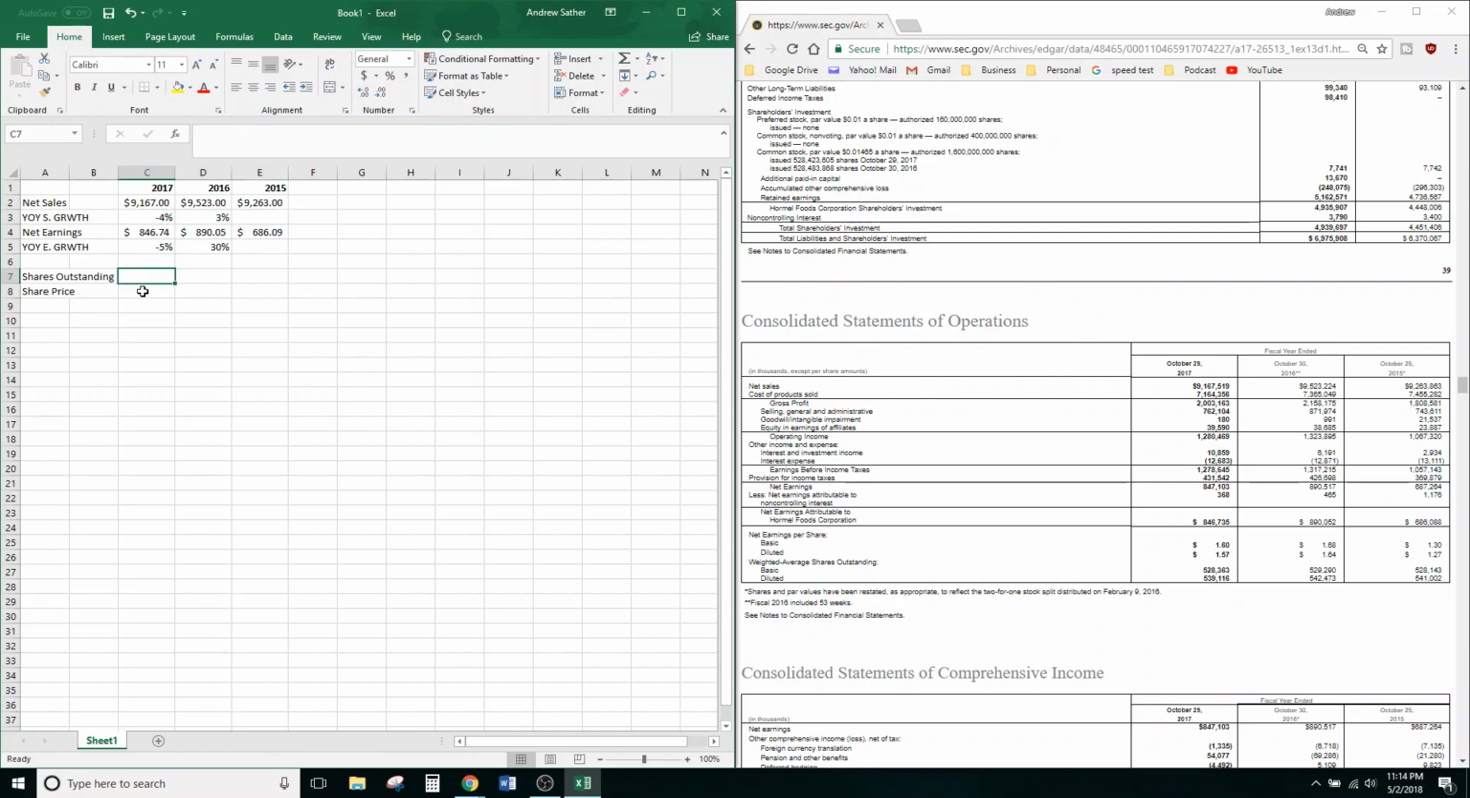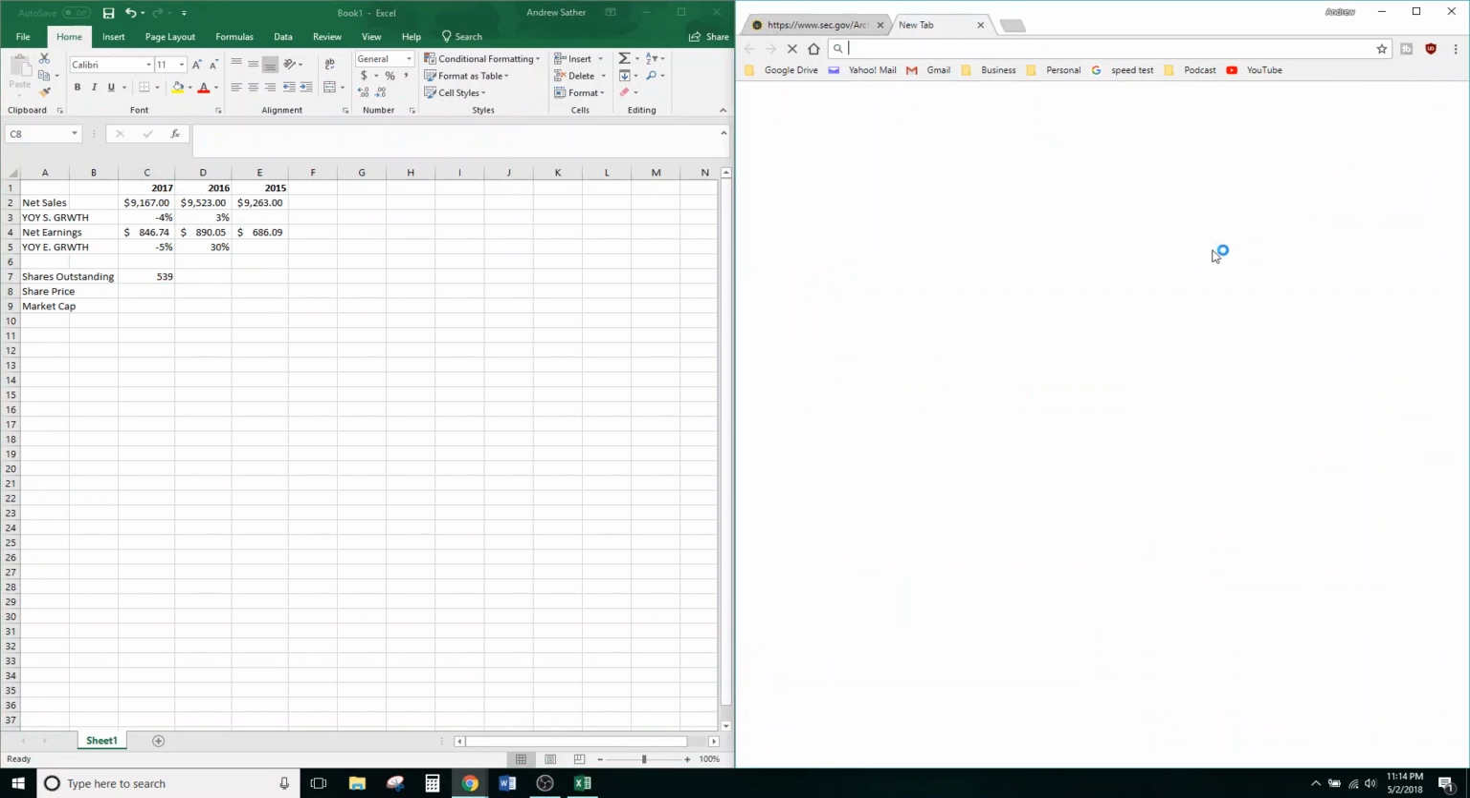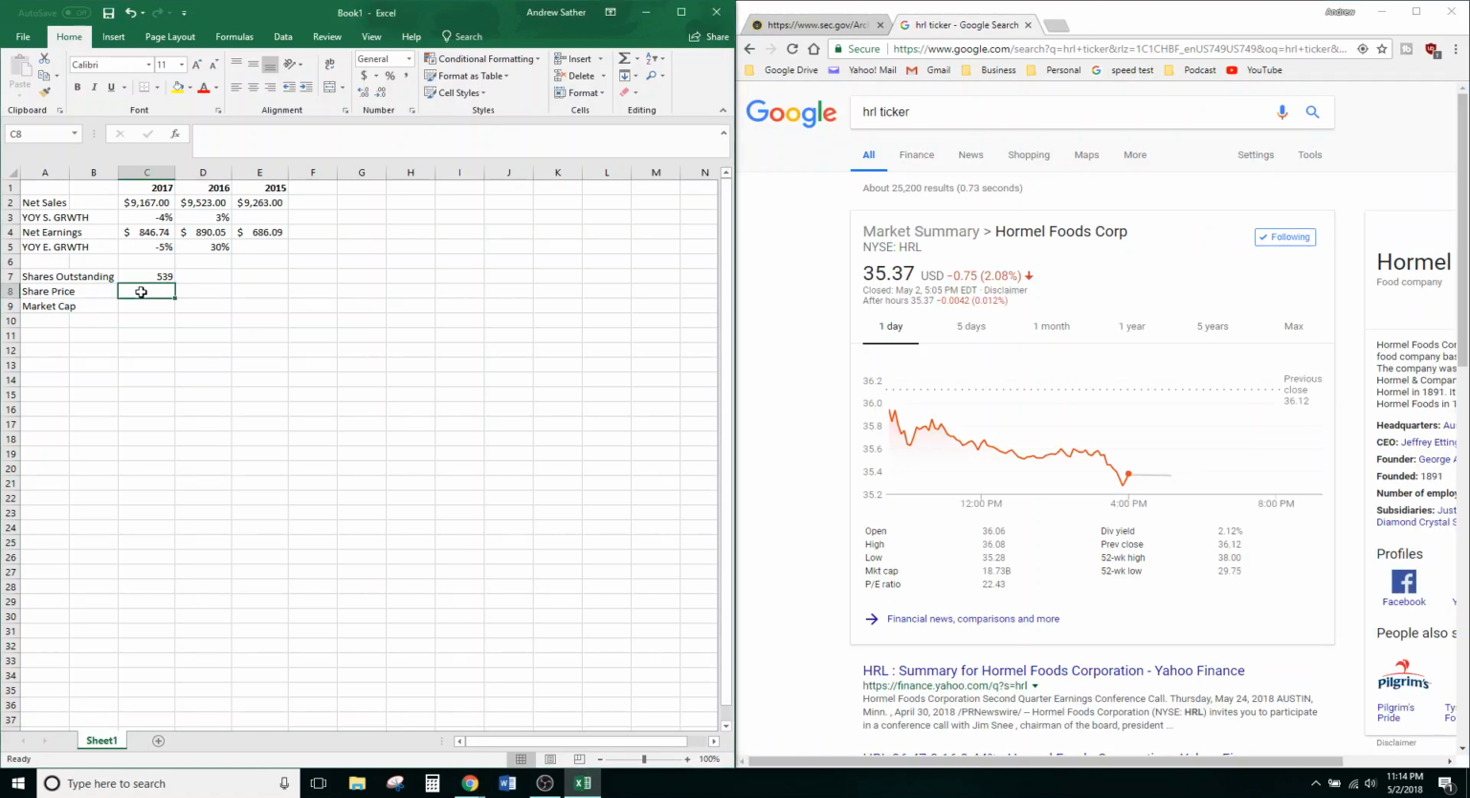So here we're going to do shares outstanding, because this is going to give us the market cap calculation. And from there, we can calculate price to sales and price to earnings. So shares outstanding is going to be, let's just do the current year. So remember, we're doing diluted. If you don't know why, watch one of the previous tutorials where I explain that. And let's take the stock price that it is right now, 35.37.